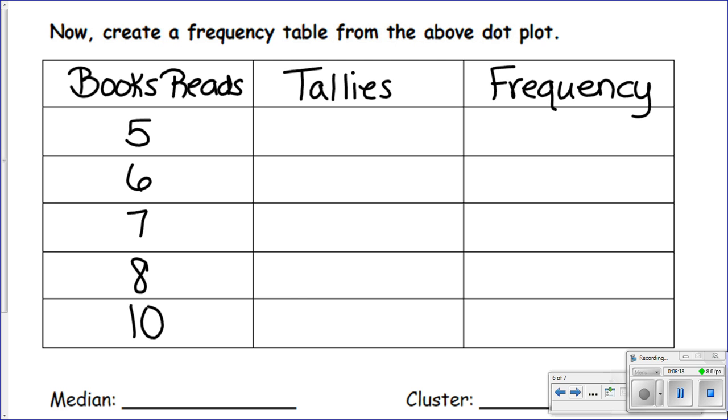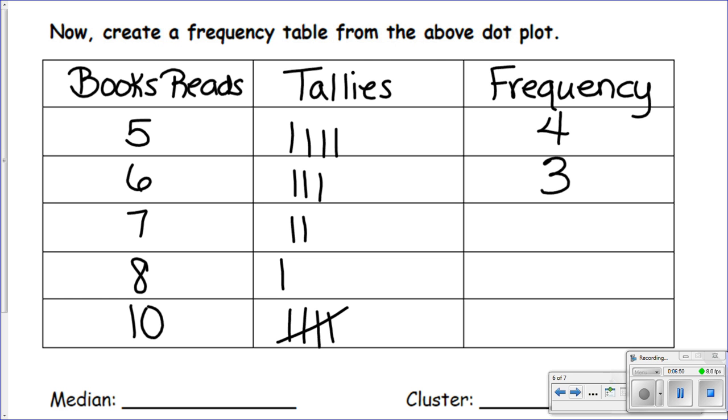So as I'm reading the numbers, I'm going to place a tally. So I have a 6, a 5, a 6, a 10, an 8, a 10, a 5, a 10, a 6, a 5, a 5, a 7, a 10, a 7, and a 10. Every time you get to the fifth tally, it's a slash across, it's not an extra line. Now I total up for the frequency. I have 4 at 5, 3 at 6, 2 at 7, 1 at 8, and 5 at 10.